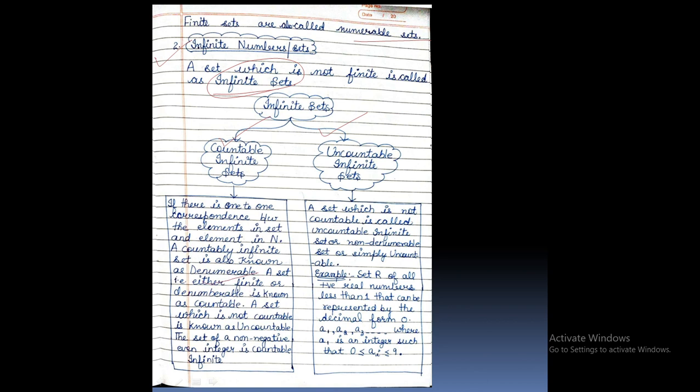A set that is either finite or denumerable is known as countable. A set which is not countable is known as uncountable. The set of non-negative even integers is countably infinite. On the other side, a set which is not countable is called an uncountable infinite set or non-denumerable set, or simply uncountable. For example, the set R of all positive real numbers less than 1, which can be represented in decimal form as 0.a1a2a3..., where each ai is an integer such that 0 is less than or equal to ai and ai is less than or equal to 9. This is an example of an uncountable infinite set.